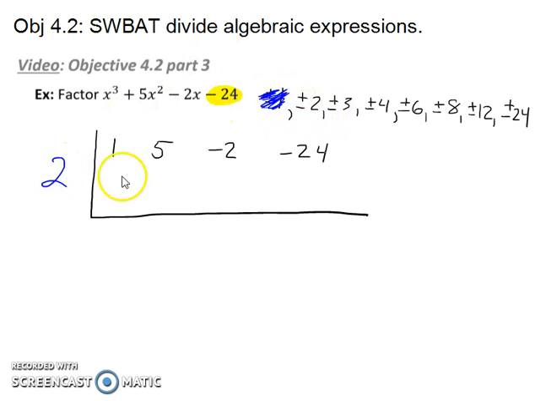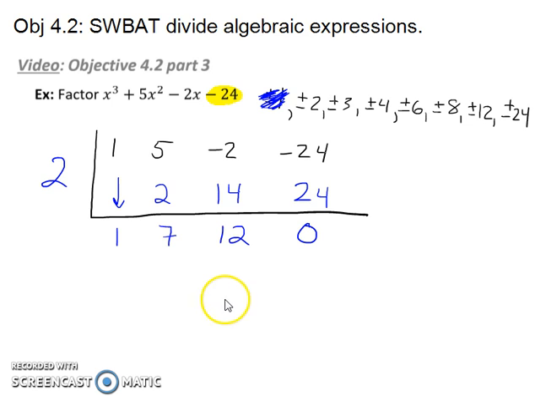Next one I'm going to try is 2. So we bring down the 1. 2 times 1 is 2. 5 plus 2 is 7. 2 times 7 is 14. Negative 2 plus 14 is 12. This looks nice. 2 times 12 is 24. And when you add these, you get 0.